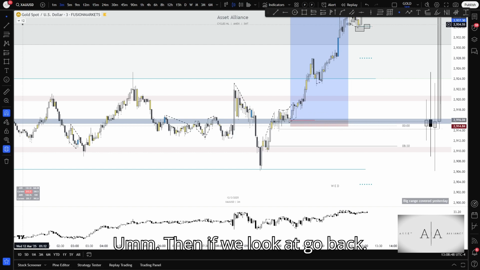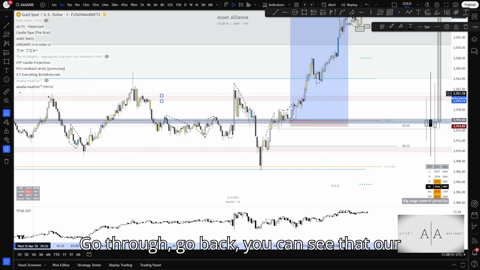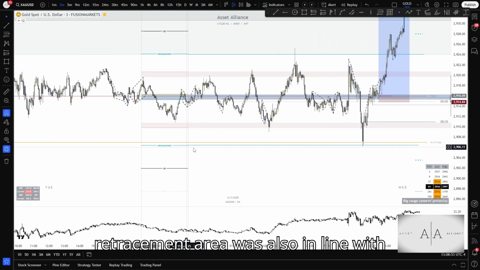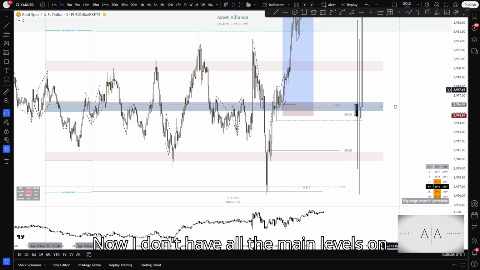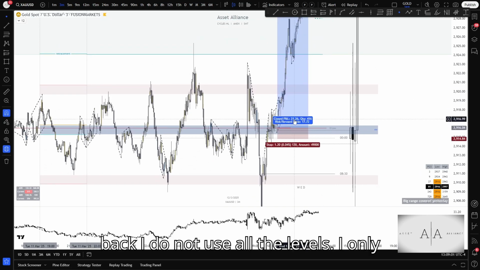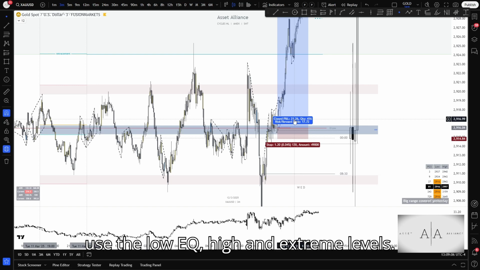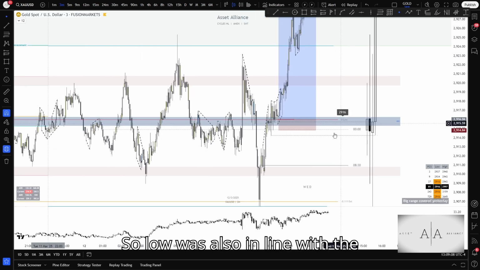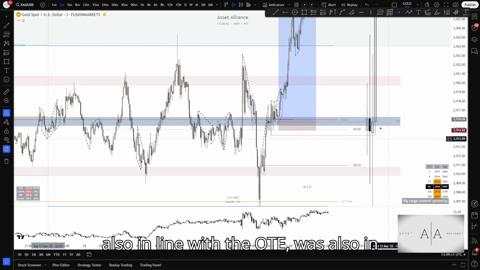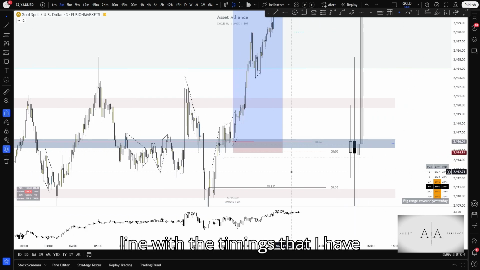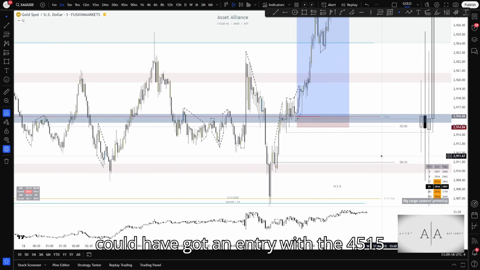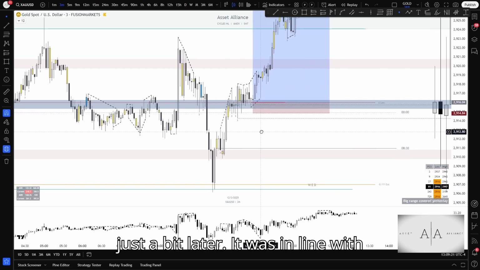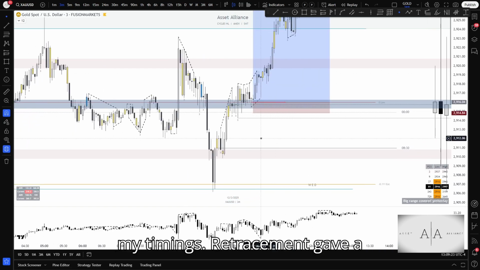Then if we go through Goldbach, you can see that our retracement area was also in line with our extreme, right? So Goldbach extreme. Now I don't have all the main levels on. As I said in the previous video about Goldbach, I do not use all the levels. I only use the low, EQ, high, and extreme levels. So low was also in line with the consequent encroachment of my tack, was also in line with the OTE, was also in line with the timings that I have personally. It was not a 45.15, but you could have got an entry with the 45.15 just a bit later. It was in line with my timings.